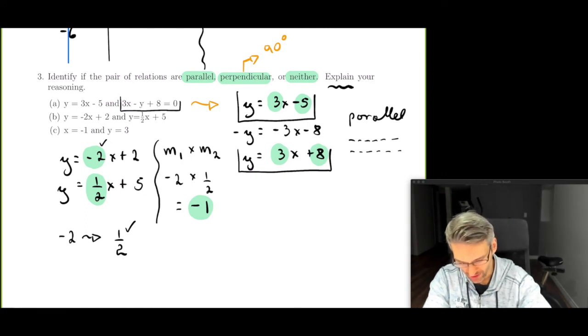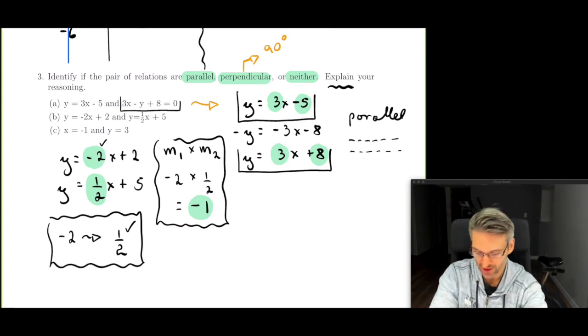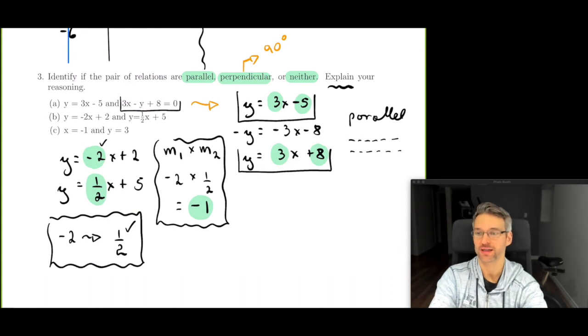So indeed, these two lines are perpendicular. And so here, this would have been your explanation. Or you could have just explained it, said that the negative reciprocals are equal. All right, so that would have been for B.